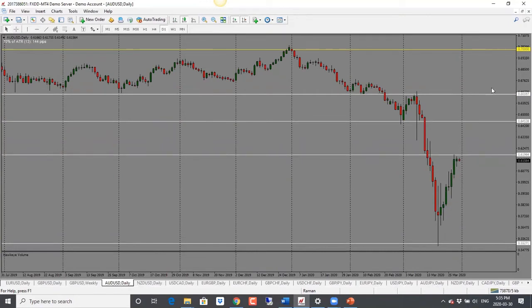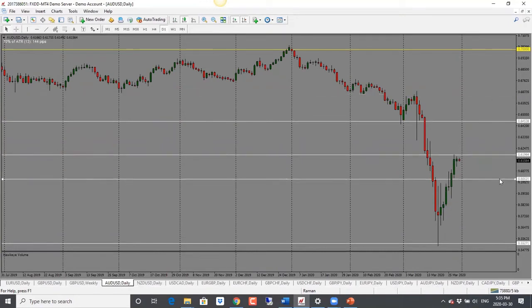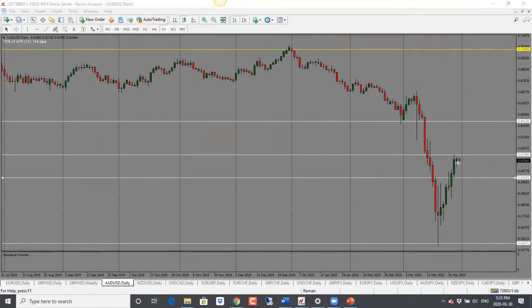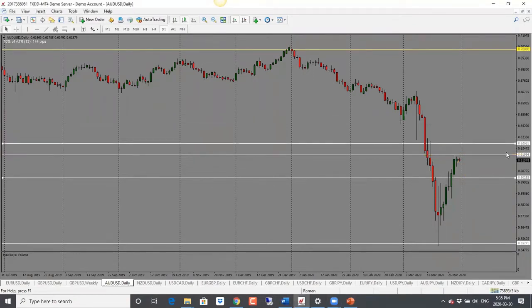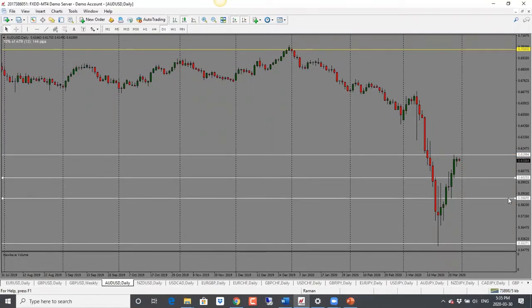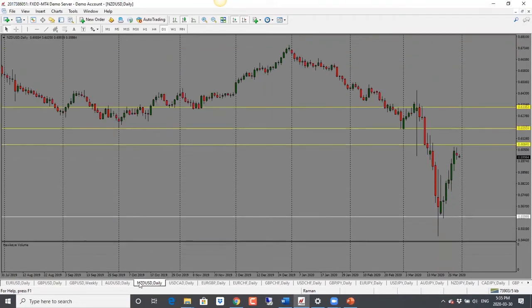So as long as it holds below this level, I'm looking for price to drop. So bias here is bearish. The important thing will be that it stays below that 0.6200 level. So first target here is 0.6020, and then we have 0.5870 as the second target. So bias is bearish for Aussie dollar as well.